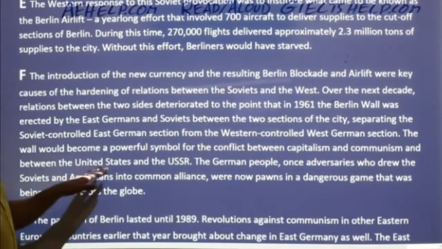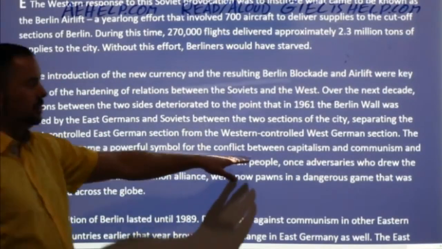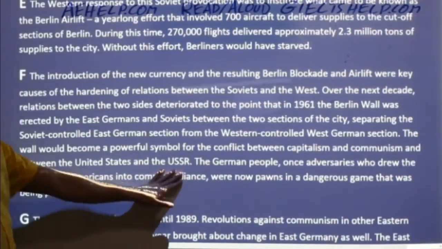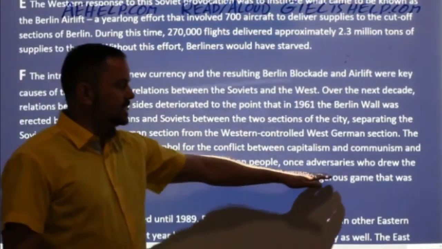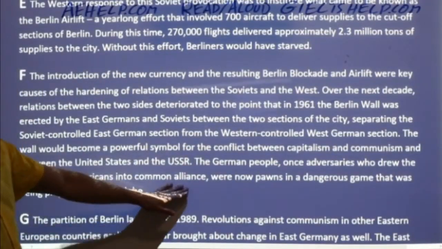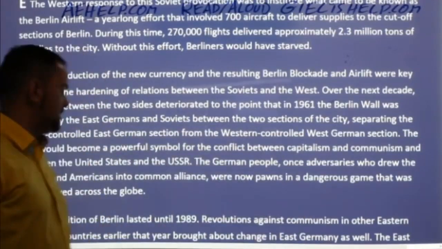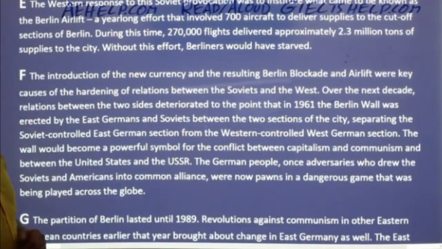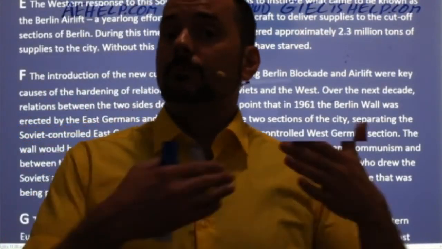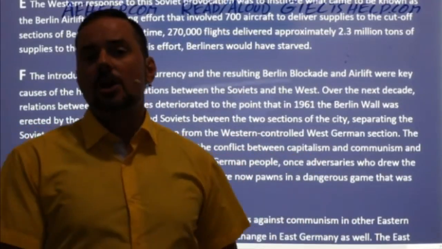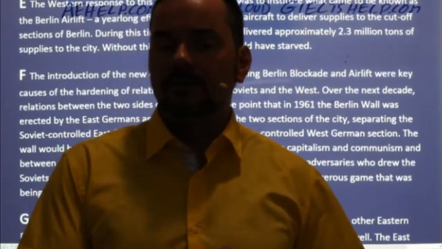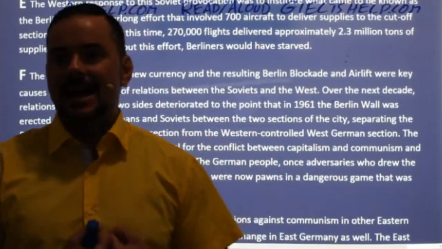The wall would become a powerful symbol for the conflict between capitalism and communism and between the United States and the USSR. The German people, once adversaries who drew the Soviets and Americans into common alliance, were now pawns in a dangerous game that was being played across the globe. Again, visualize. Clearly, this paragraph is about the Berlin Wall being constructed and not only separating the two sides of Berlin, but emphasizing the struggle and conflict between communism and capitalism.